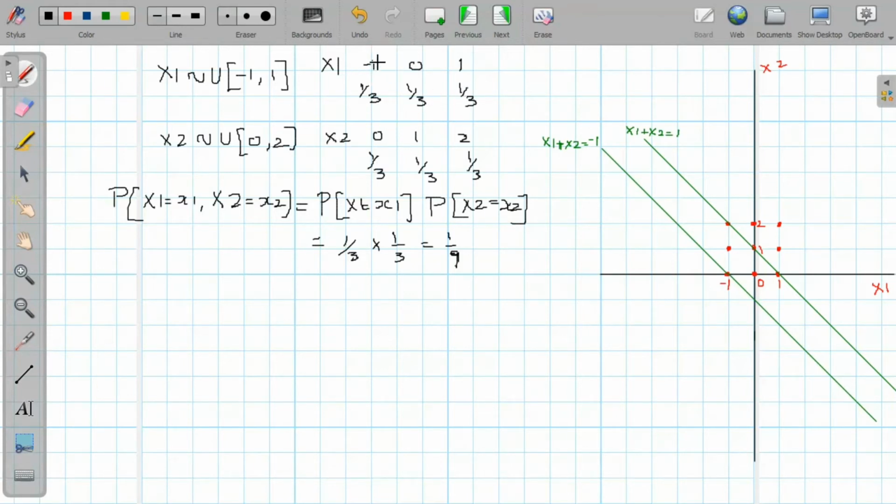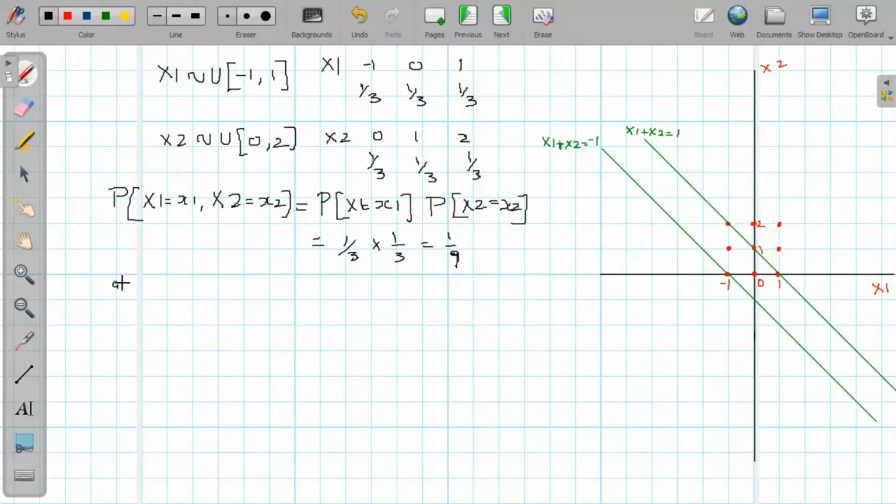When x1 is -1, x2 can take these three values, and so we get three ordered pairs, which correspond to these 3 points in the x1 x2 plane. Similarly, for x1 equal to 0, x2 can again take these three values, so we get these three ordered pairs or points in the x1 x2 plane. Similarly, we get these 3 points. So for these 9 points in the x1 x2 plane, the joint probability is 1 by 9.